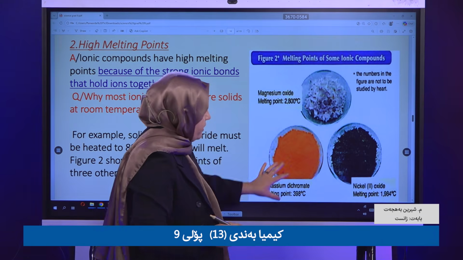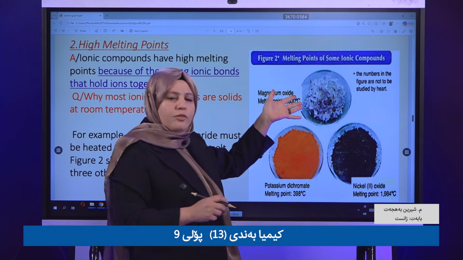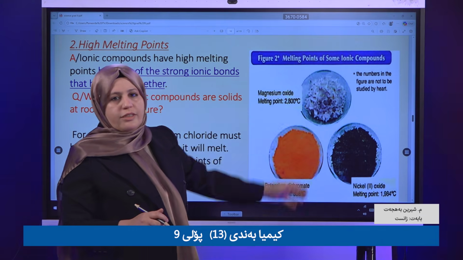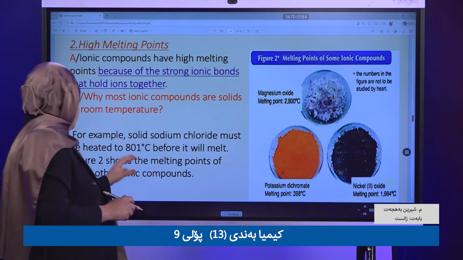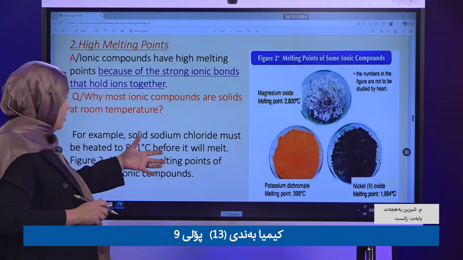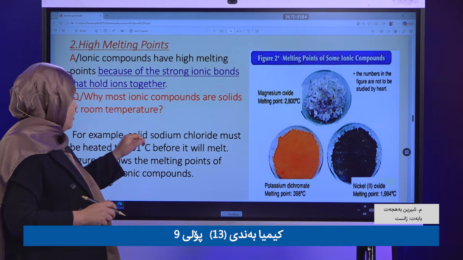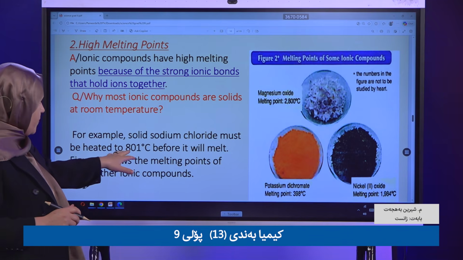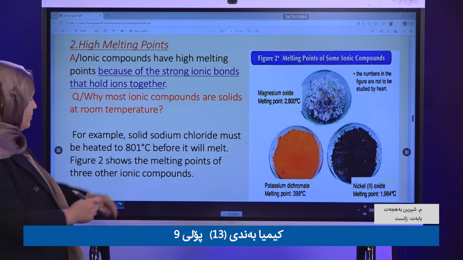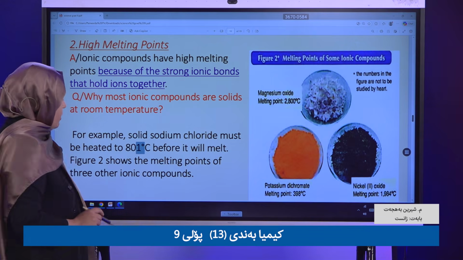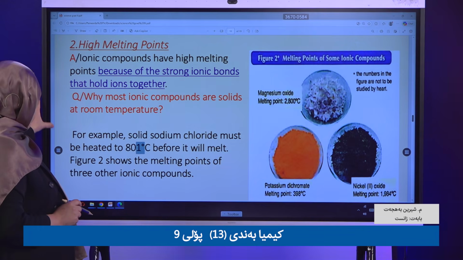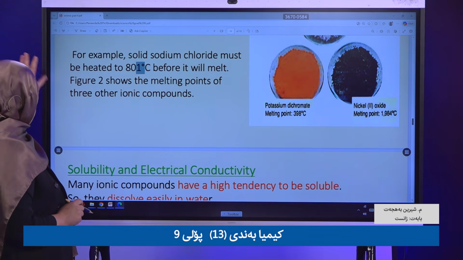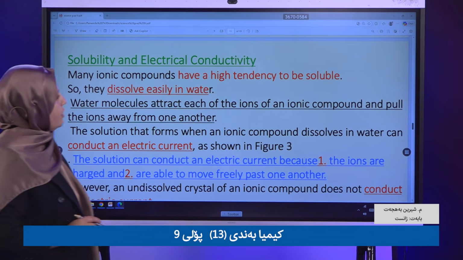This picture is present in your book. It's just for reading, for extra information. It's not included in the national exam. But what is important to know about solid sodium chloride is that it melts at about 801 Celsius.